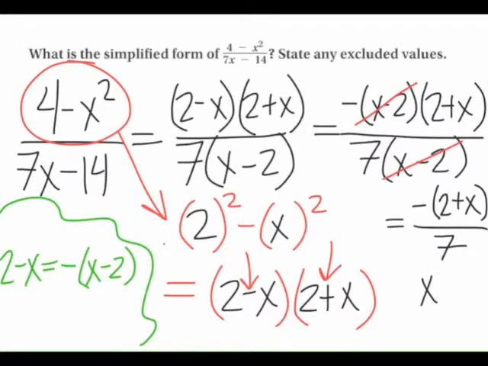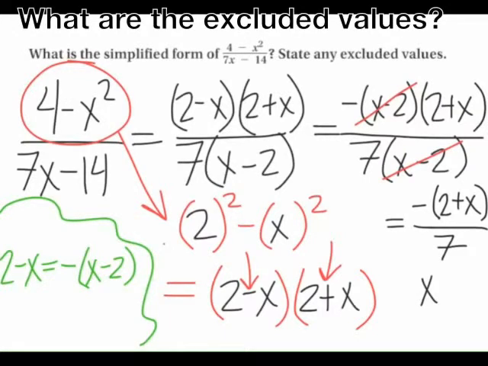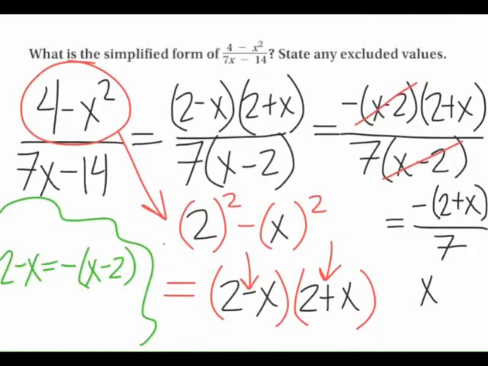Do you see what any excluded values are? I hope you said that x cannot be equal to positive 2. That is the only excluded value, because that would make this factor here equal to 0. Alright, that is it for this problem. Let's take a look at one last problem in which we simplify rational expressions.